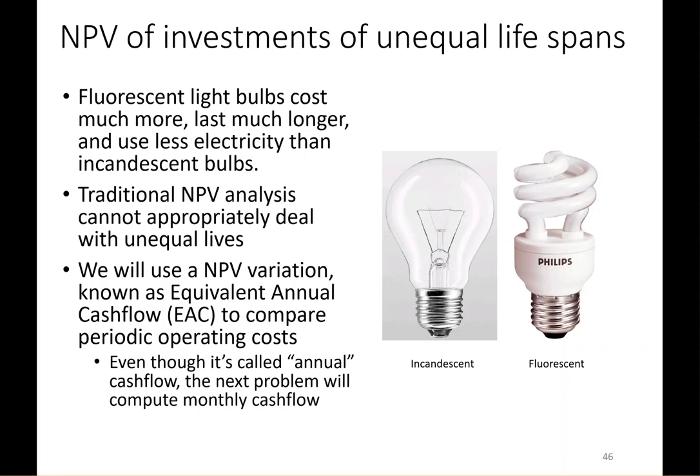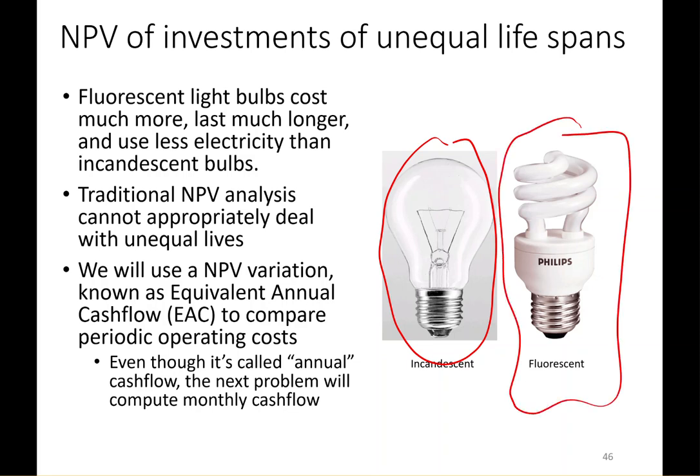All right, so here's a really clear-cut example. You need to buy some light bulbs. Say you're Disney World and you have 1 billion light bulbs, okay? And you can either choose between this cheap, short-lived incandescent light bulb or this expensive, long-life, expensive light bulb that saves electricity.